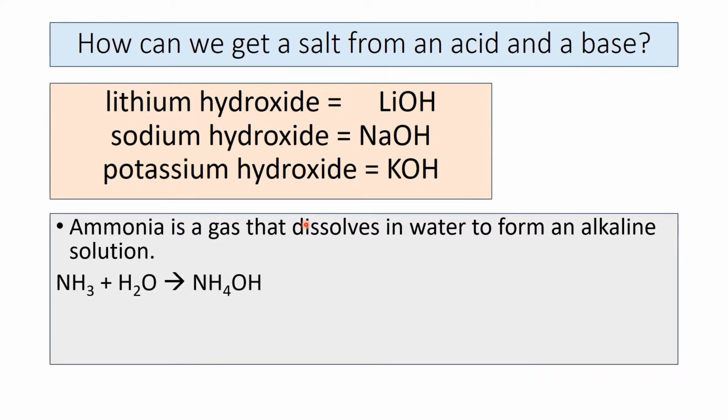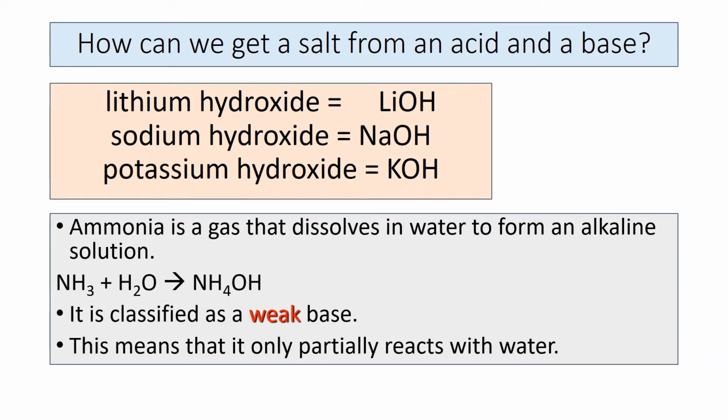And that occurs via this reaction here, where ammonia reacts with water to form NH4OH, ammonium hydroxide. And those hydroxide ions are why ammonia is classed as an alkali, right? It's also classed as a weak base, as we'll see, which means that it only partially reacts with water.